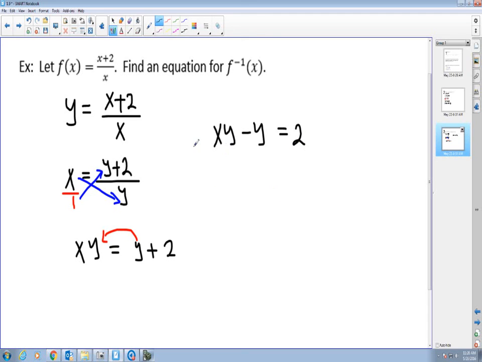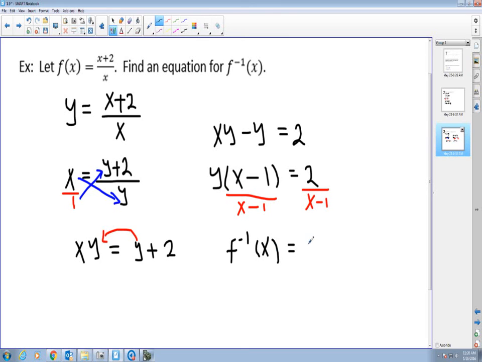Still my variable y is trapped in two terms. To make it into one term, I can factor out the y, and that will leave me with y times x minus 1 equals 2. Since I factored the y, the left side just becomes one term. To get y by itself, we divide both sides by x minus 1. So my answer, y, is going to equal 2 over x minus 1. Or you can say my inverse function will be 2 over x minus 1.